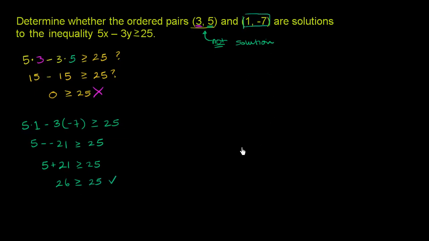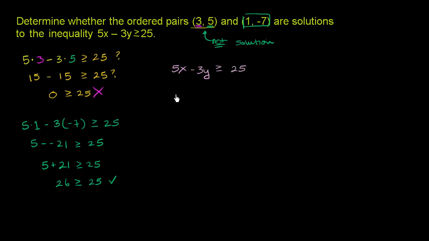And just to see if we can visualize this a little bit better, I'm going to graph this inequality. I'm not going to show you exactly how I do it this time, but I'm going to show you where these points lie relative to this solution. So first, let's put this in point. We have 5x minus 3y is greater than or equal to 25.